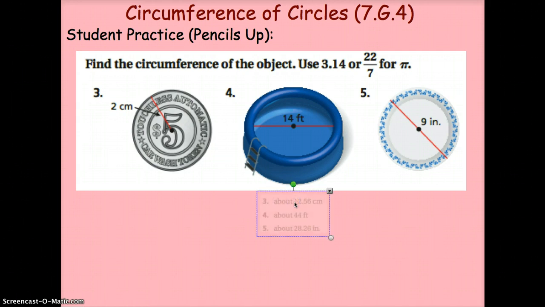Okay, welcome back. And taking a look, we have our answers here. Number 3, about 12 and 56 hundredths centimeters. Number 4, about 44 feet. And number 5, about 28 and 26 hundredths inches.